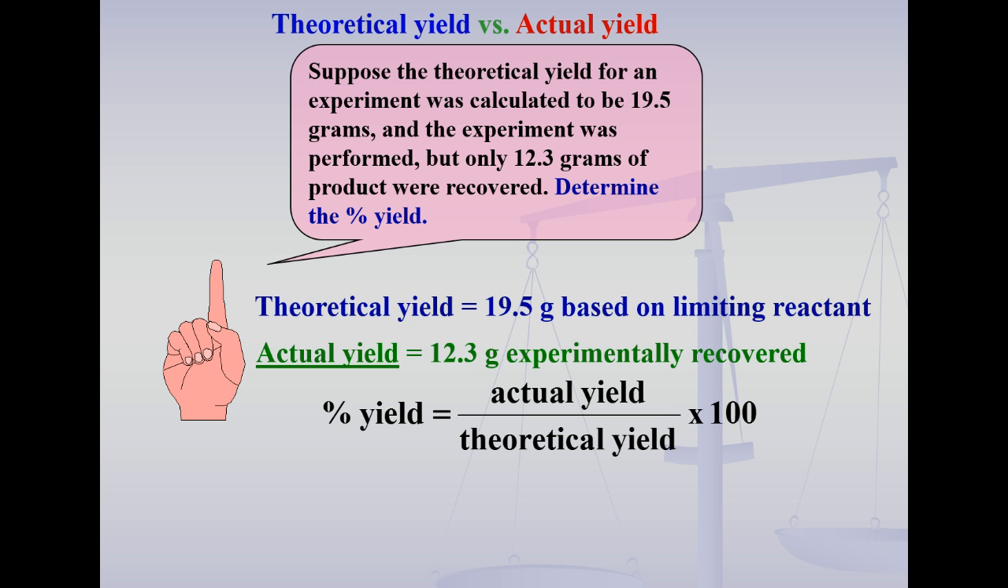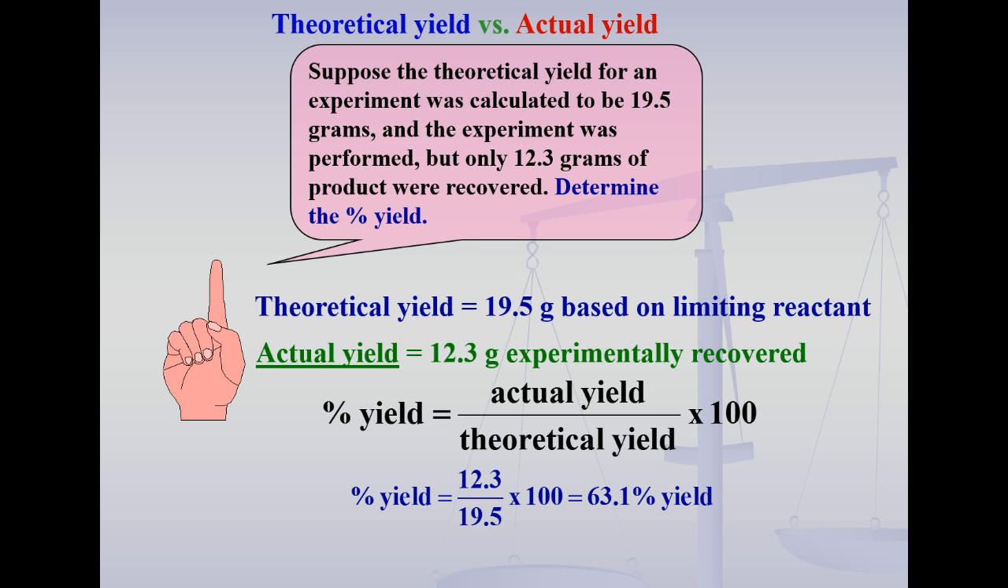This is the equation for percent yield. Percent yield is equal to the actual yield divided by the theoretical yield times 100. Apply your numbers. 12.3 divided by 19.5 times 100, that gives us 63.1% yield. What does that mean? That means of what we expected, 19.5 grams, only 63% we got back in the actual reaction.